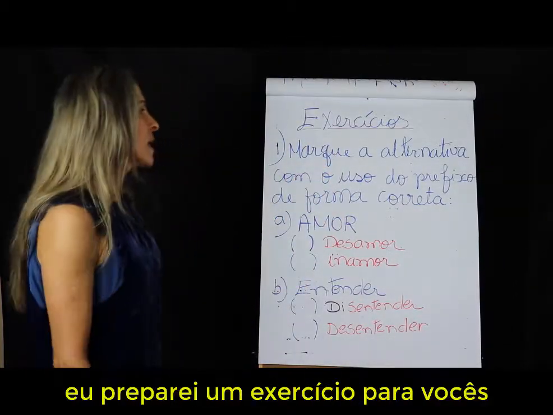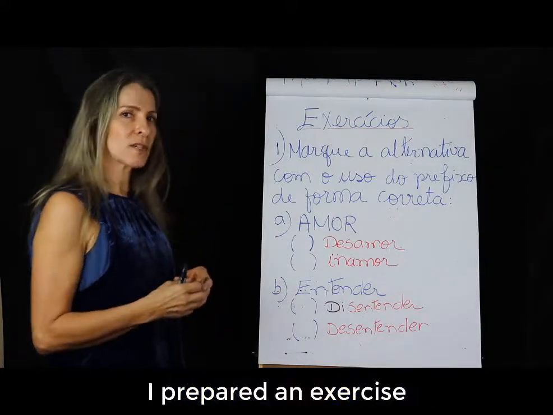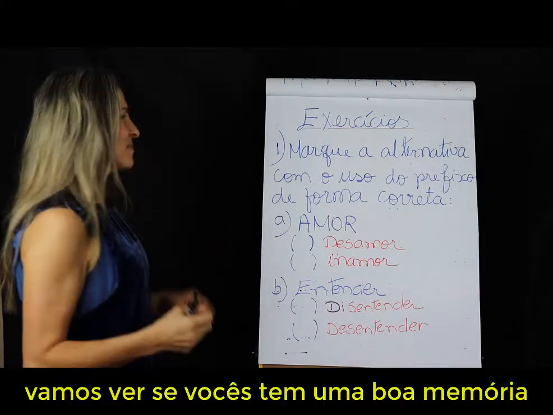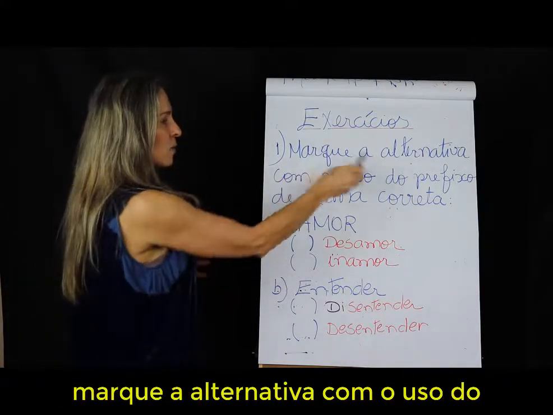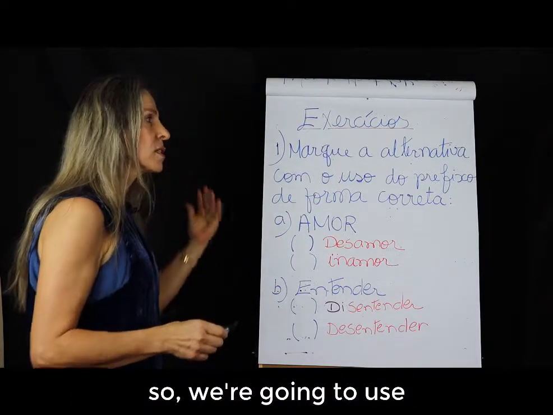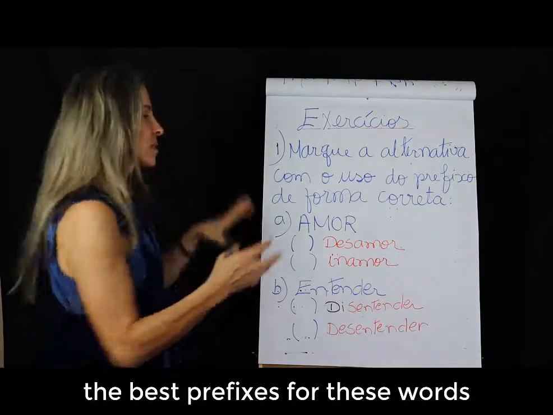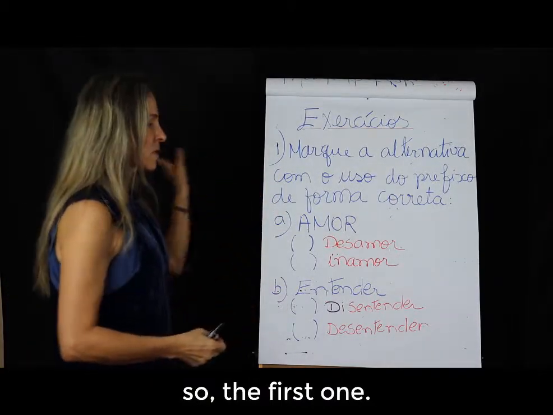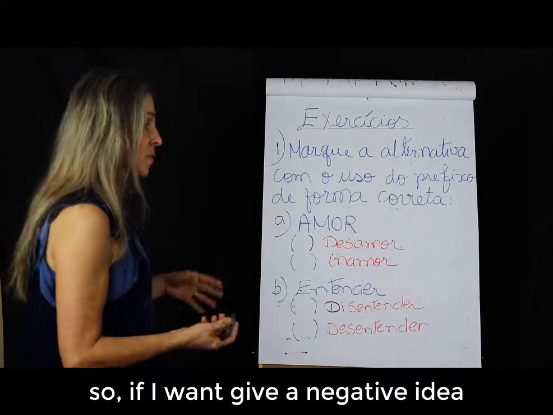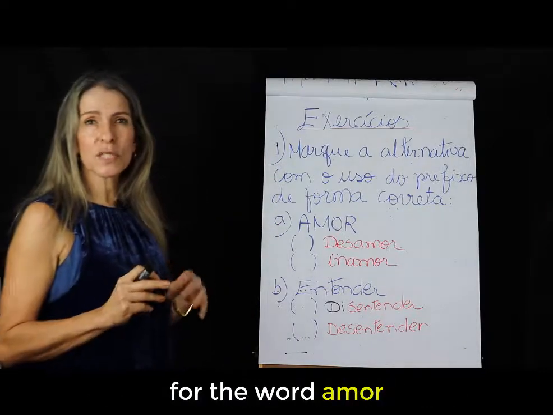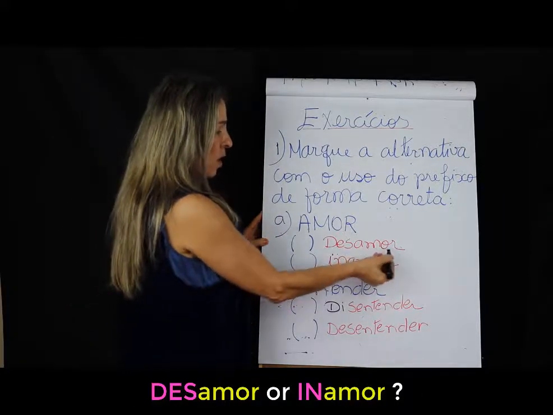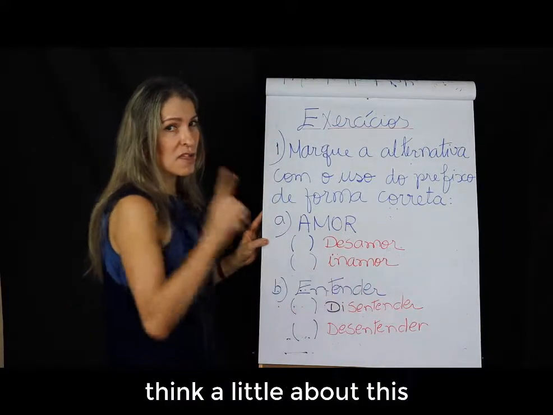Vamos continuar. Eu preparei um exercício para vocês, okay? I prepared an exercise and I want to see if you have a good memory. Vamos ver se vocês têm uma boa memória. Marque a alternativa com o uso do prefixos de forma correta. So you're going to use the best prefixes for these words. So the first one, amor, is a noun, love, okay, love. So if I want to give a negative idea for the word amor, what is the best answer? Desamor or inamor? Think a little about this.